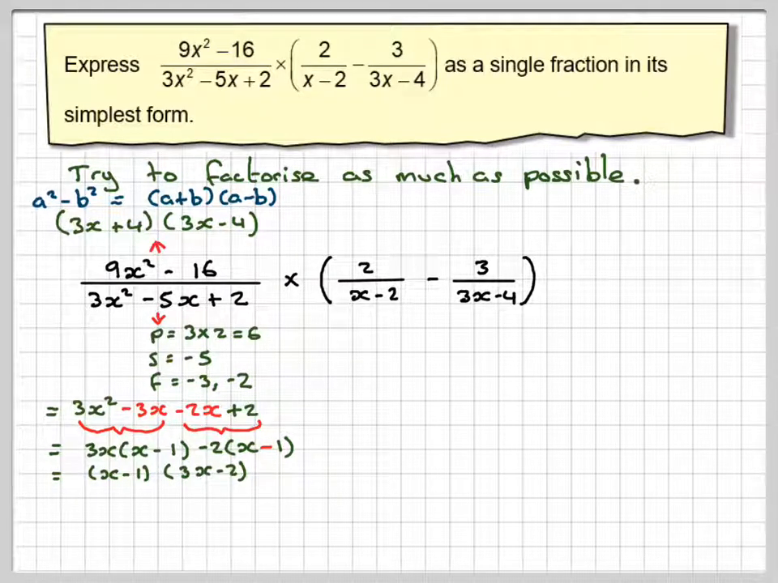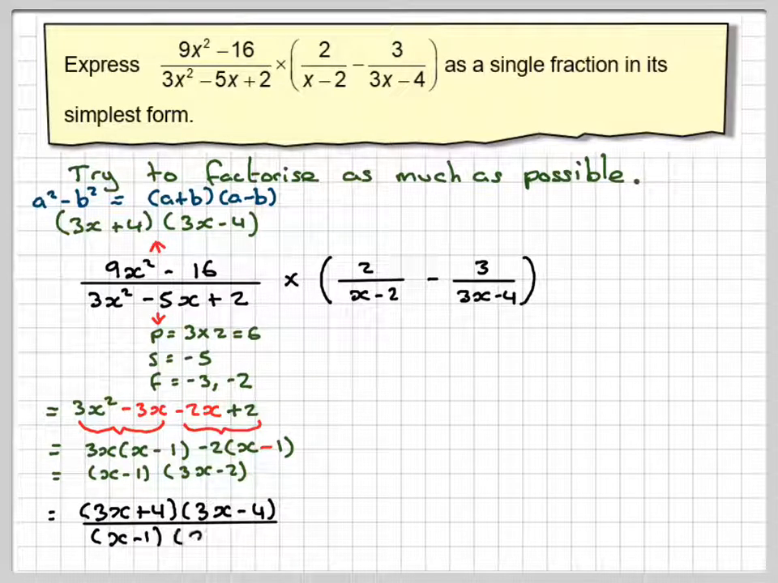Okay. So my expression now becomes, this bit now becomes 3x plus 4, 3x minus 4. This bit now becomes x minus 1, 3x minus 2. Now you might have found there's a 3x minus 4 here and a 3x minus 4 here. Eventually we'll be able to cancel, but not yet.